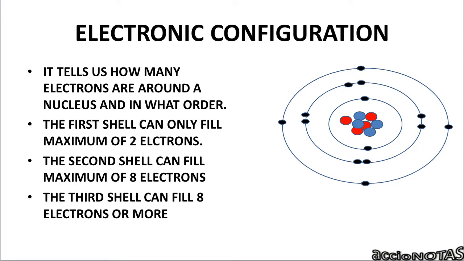Now, electronic configuration. You have to really focus on what this term means. It tells us how many electrons are around a nucleus and in what order. The first shell can only fill a maximum of 2 electrons. The second shell, 8 electrons. The third shell can fill 8 electrons or more.